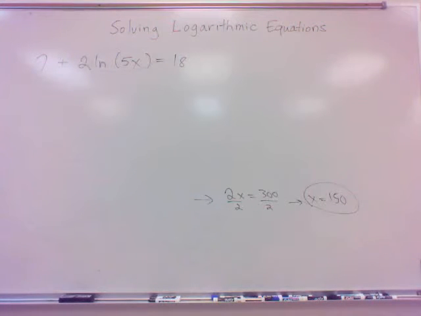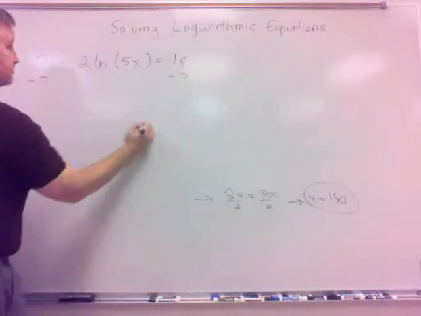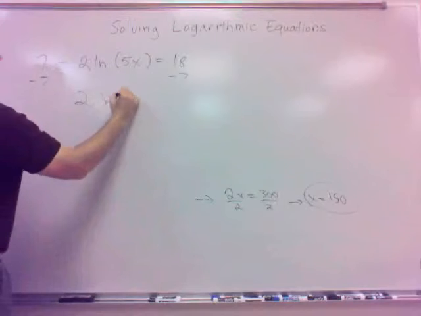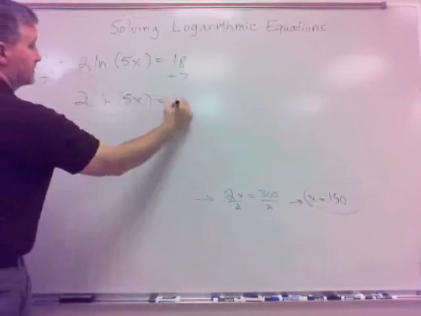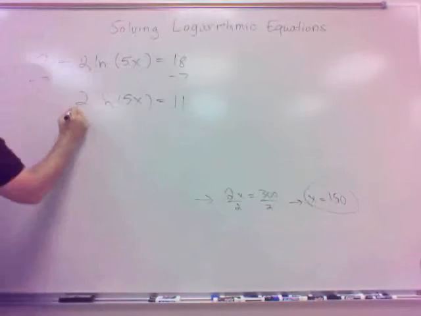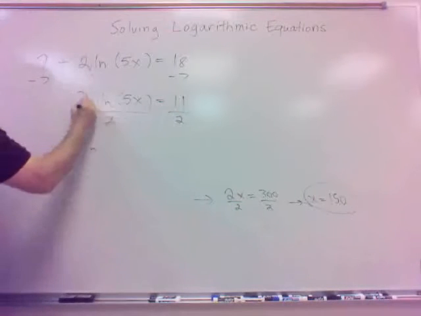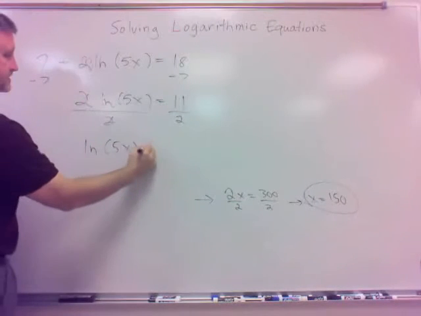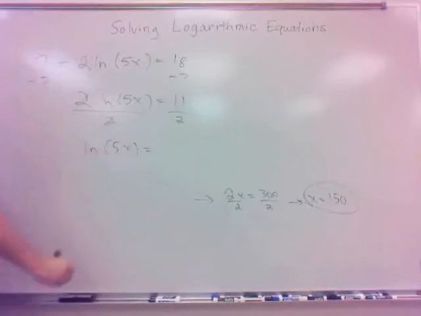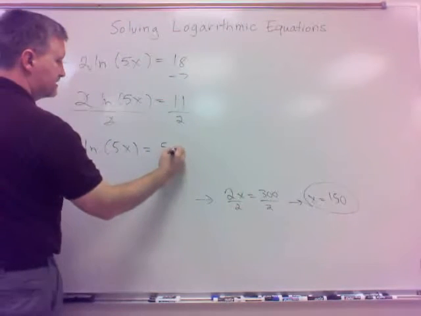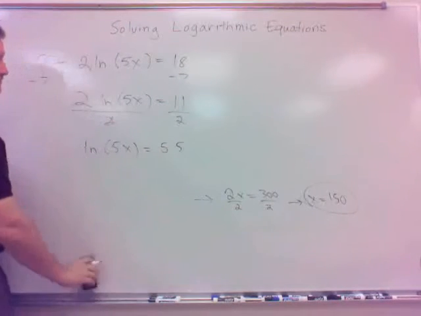How do I move the 7 and the 2? Well, to move the 7 would be our first step, wouldn't it? How would I move the 7? Subtract it. Okay, so I subtract 7, so I have 2 ln of 5x equals 11. And then to move the 2, we divide it by 2, so we have ln, 2's cancel. So we have ln of 5x equals, and you can leave 11 halves. That one is a nice decimal.